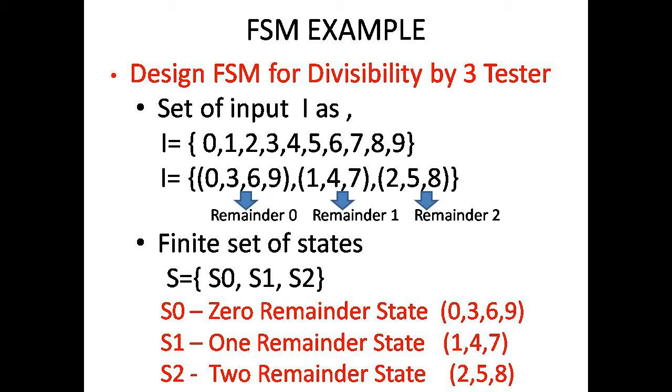Depending on these remainder values, we can have 3 different states for the machine. That is, the state S is equal to S0, the 0 remainder state, S1, the 1 remainder state, and S2, the 2 remainder state.